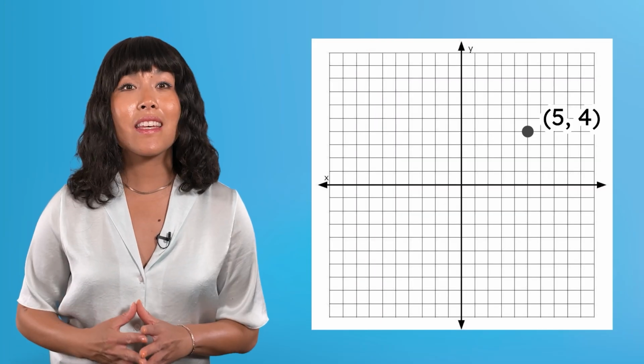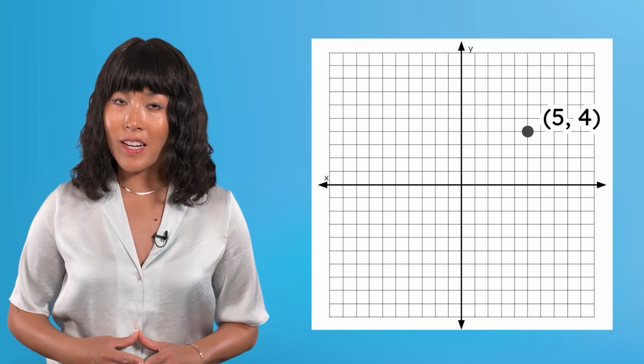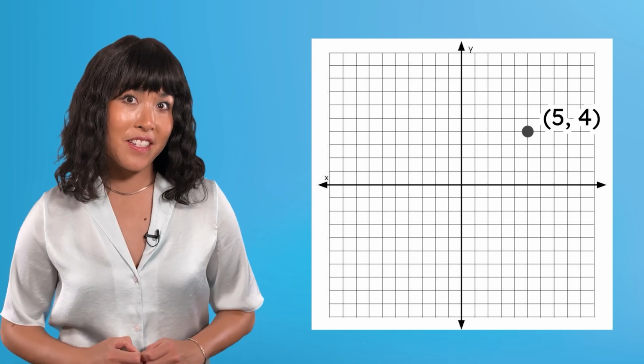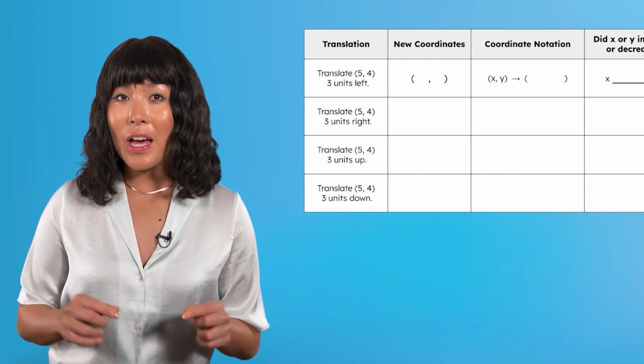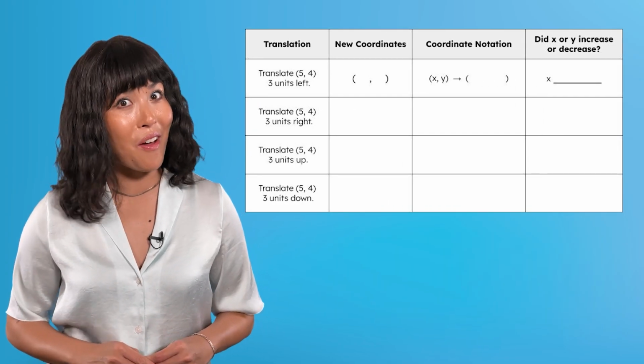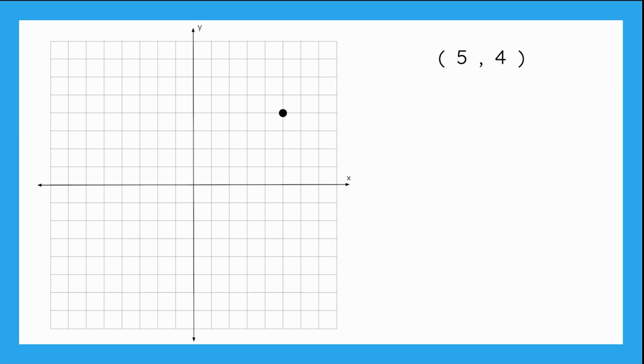I'm going to translate this point (5, 4) in each direction one at a time so we can observe what happens to the coordinates. Fill out this table in your guided notes along the way. Let's say we translate this point to the left. As we translate it, observe what happens to the coordinates. What did you notice?